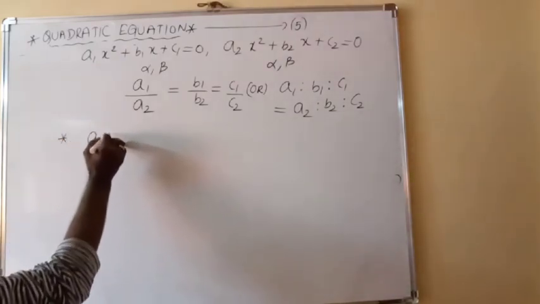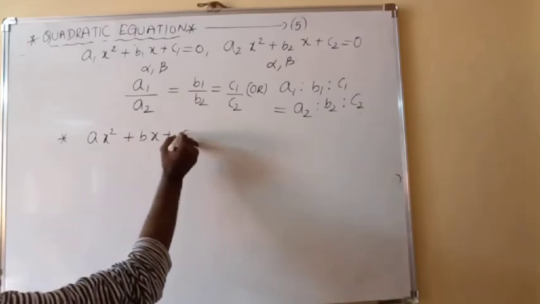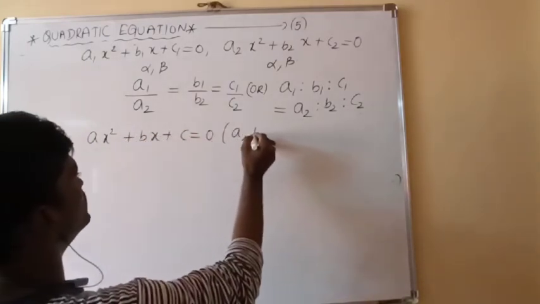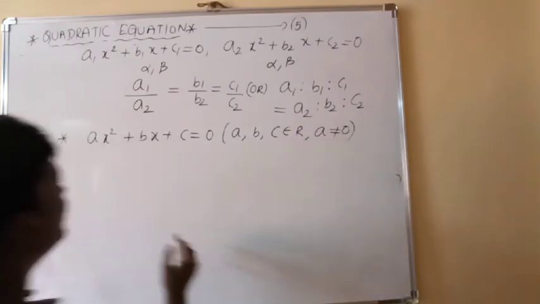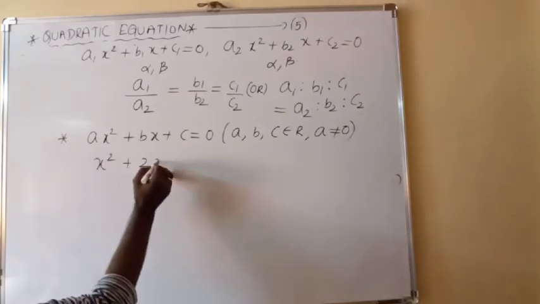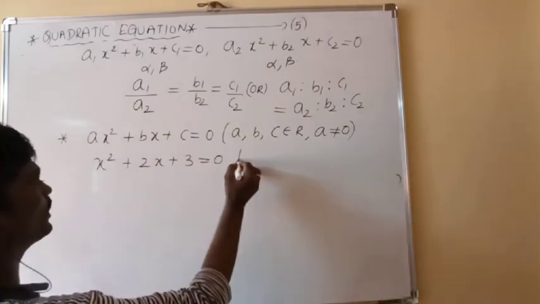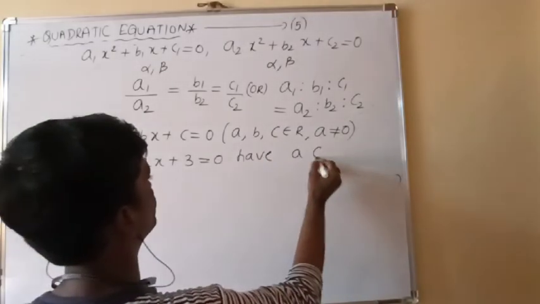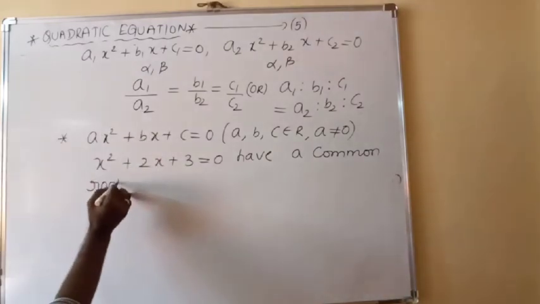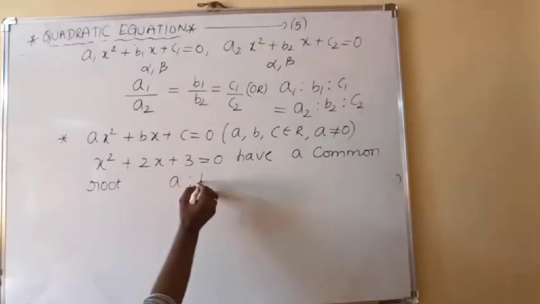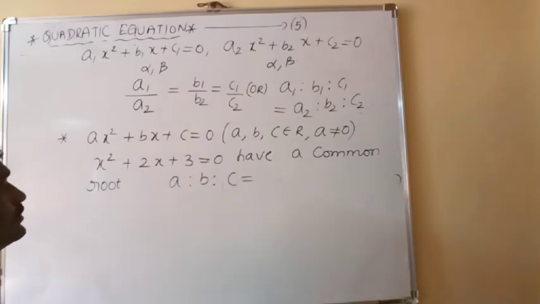It is given that ax square plus bx plus c is equal to 0, where a, b, c are real numbers and a is not equal to 0, and x square plus 2x plus 3 is equal to 0 have a common root. Then what is the a is to b is to c value? The question is, what is a is to b is to c? Listen carefully here, and we have this concept now.